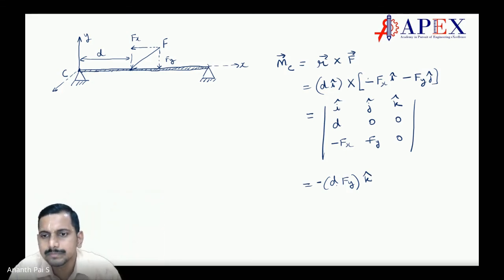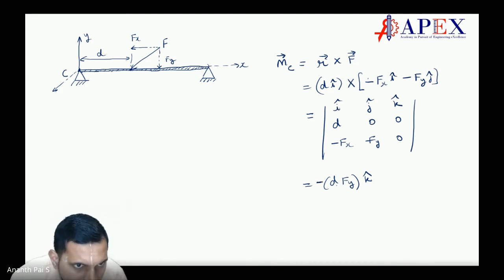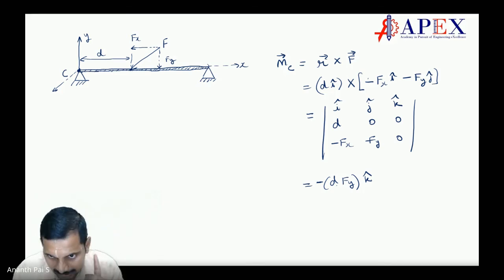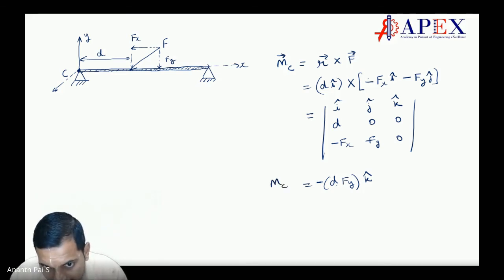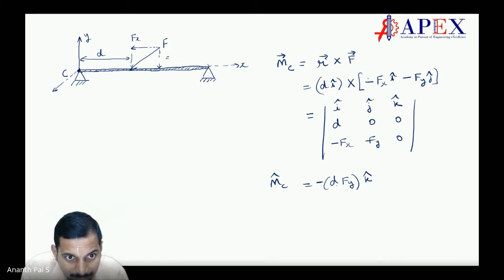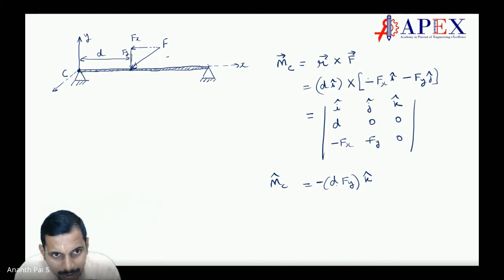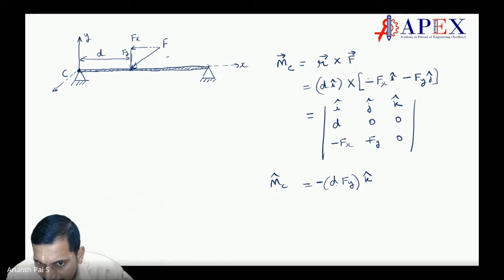Make sense? Okay. So what is that? Moment about C is taken. This moment about C, which is a vector, is nothing but Fy into the distance. Fy is acting here, I'm sorry, let us put Fy here. This is Fy, is it not? This is F. Don't worry whether we put it here or there, it doesn't matter. So what is happening? MC is equal to minus Fy into D into k.